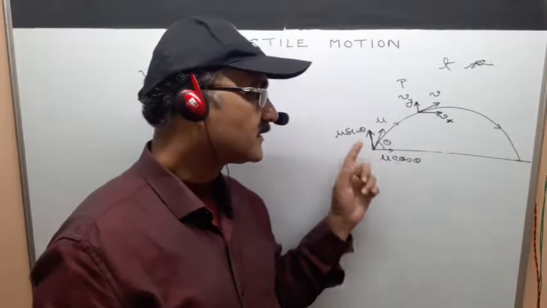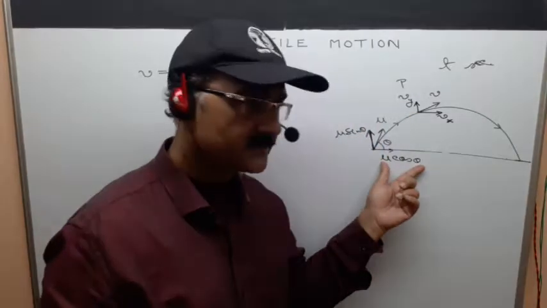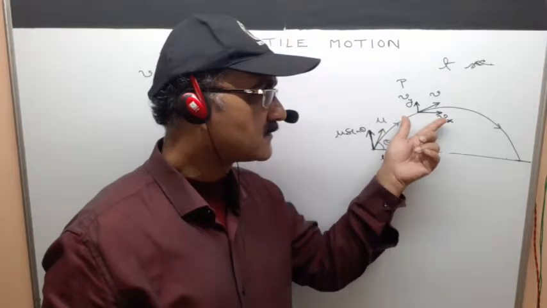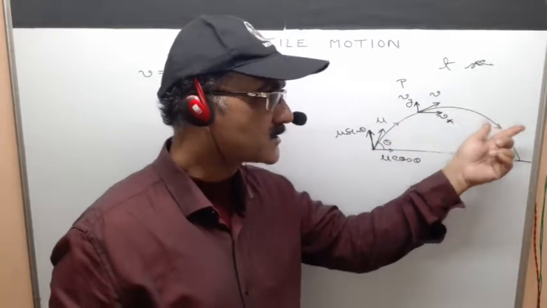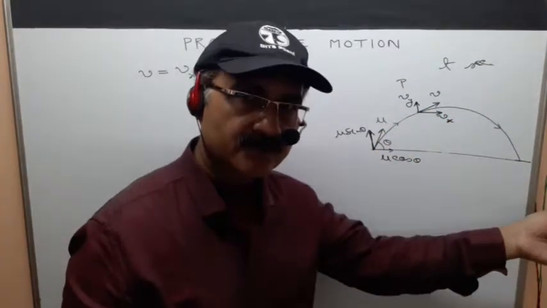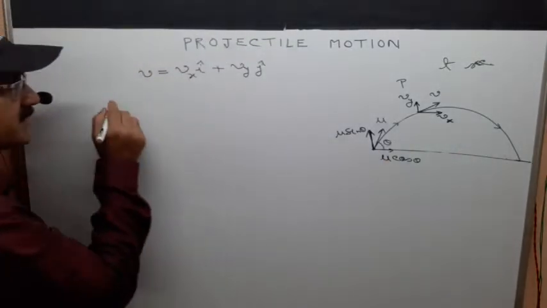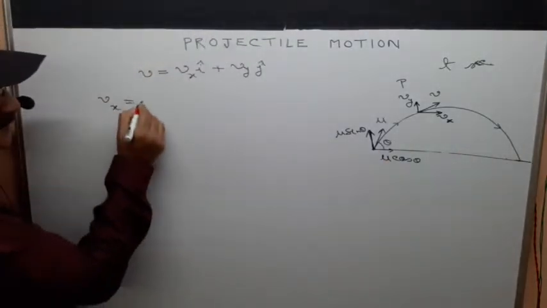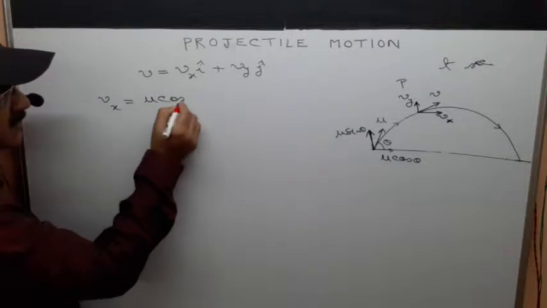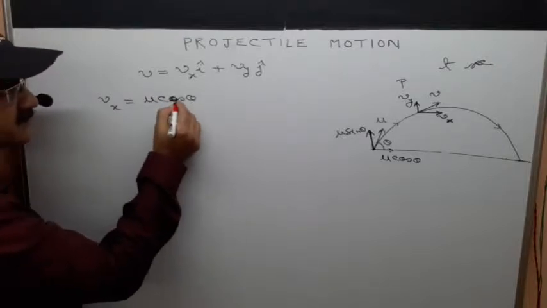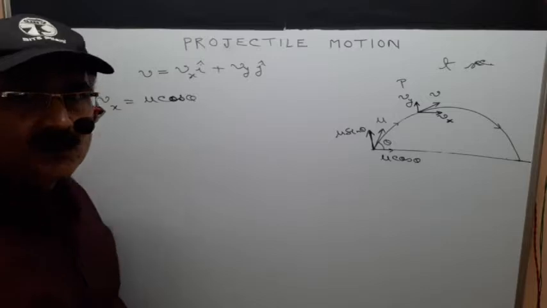So initially the velocity was u cos theta, so the horizontal velocity will remain as u cos theta at every point. That means this Vx will be u cos theta. Understood?